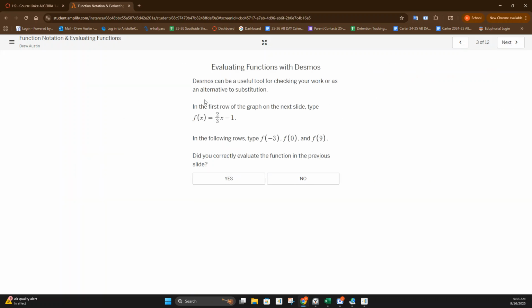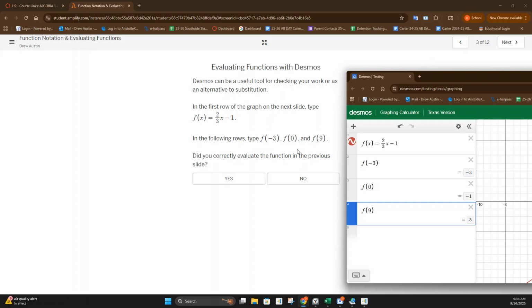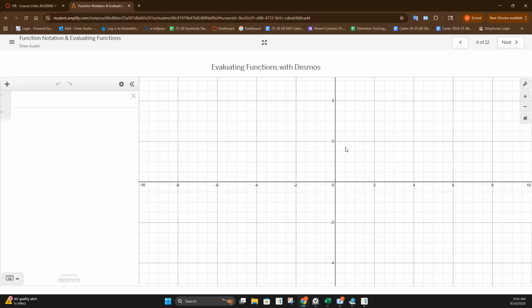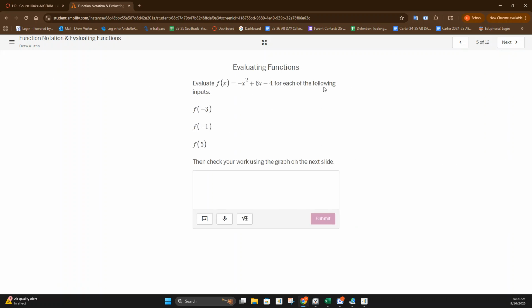Okay. Desmos can be used as a tool. For the first row, we typed in this. In the following rows, we typed in negative 3, f of negative 3, f of 0, and f of 9, and we got the same answers. So did you correctly evaluate it? Yes, we did. All right, now it wants you to type it in here, but if you already did it on the other one, then you're good. And then it moves on to another function.